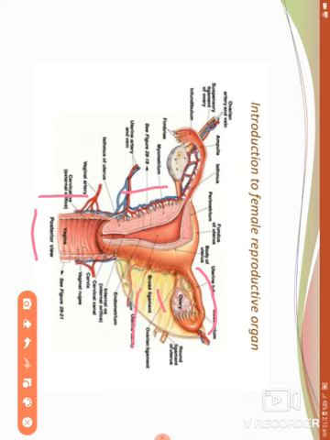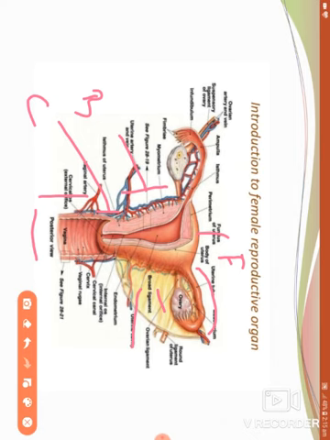The parts of the uterus: this part is the fundus, this part is the body. Here you can see this is the cervix. See, this is the vagina from behind. See, this is the broad ligament, this is the peritoneal fold.